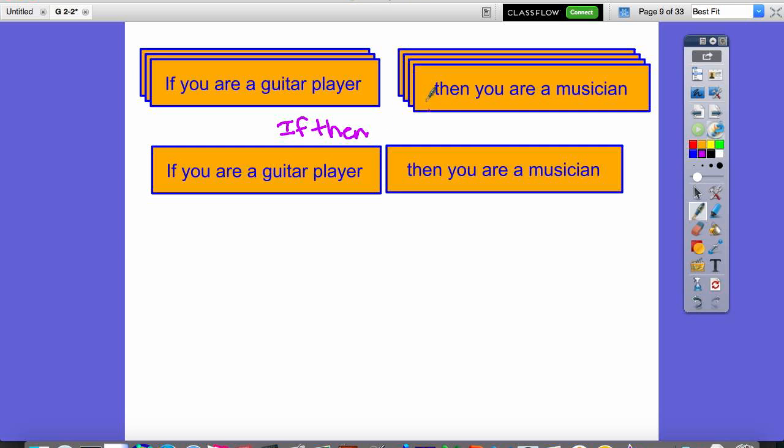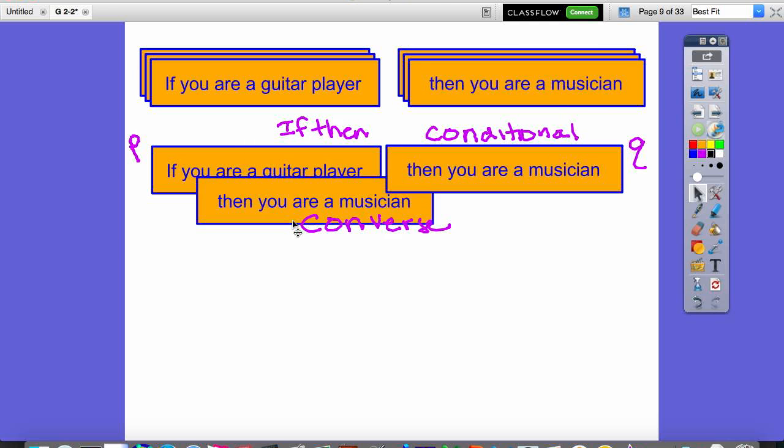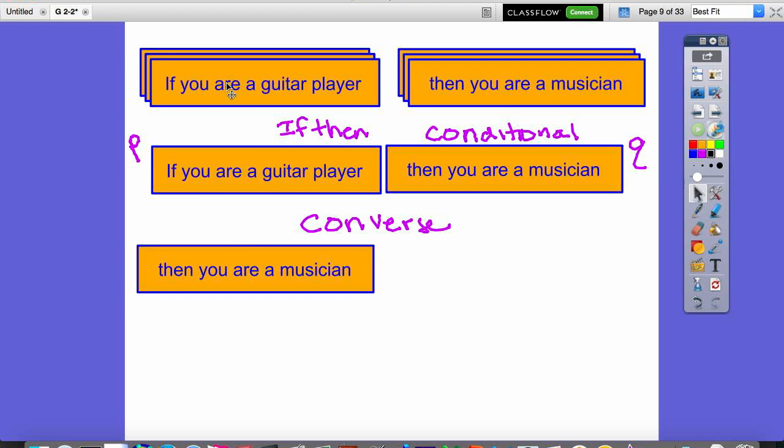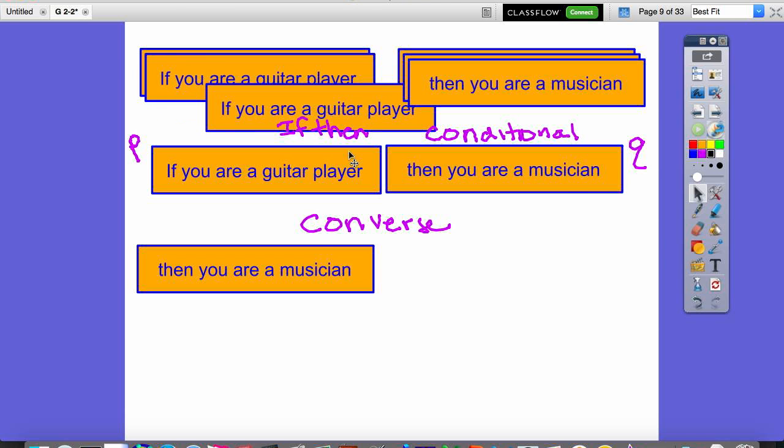It's our if-then statement, and it's also called our conditional statement. For notation, this is P, this is Q. Now, for the next one, which is the converse, I would take the conclusion and it would now become a hypothesis. So the Q statement would become our P statement and the P statement would become our Q statement.